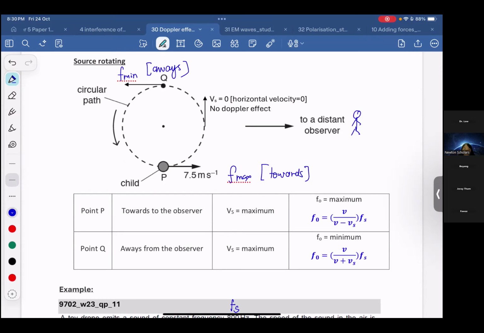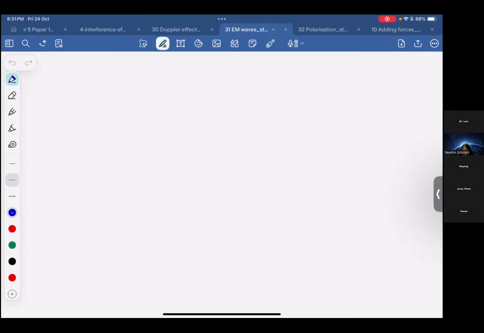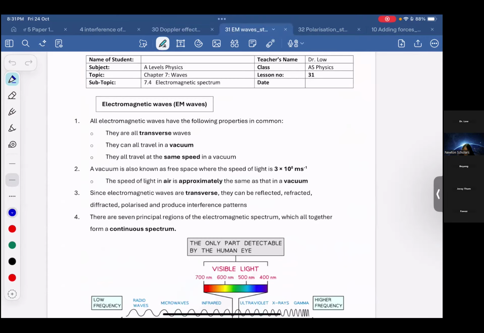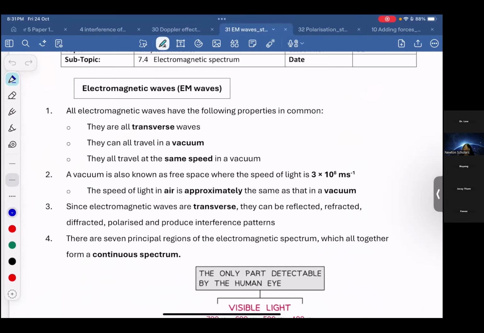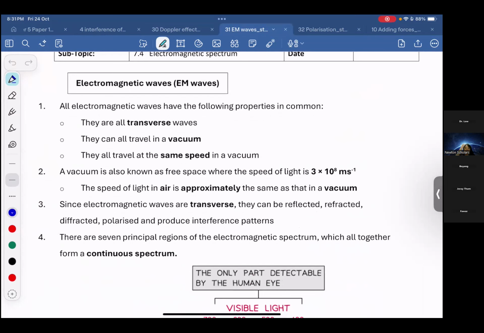If okay, then we go to the next lesson. Okay, we go to lesson number 31. Electromagnetic spectrum. Actually, in year 10, we already learned this, right? In year 10, we already asked you to memorize the 7 EM waves. Am I right? Okay, here I'm going to teach you how to memorize the 7 EM waves.